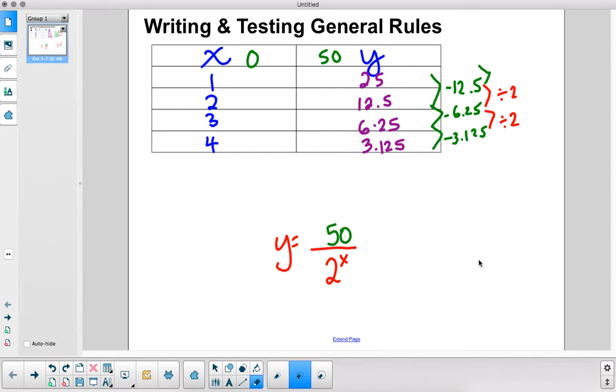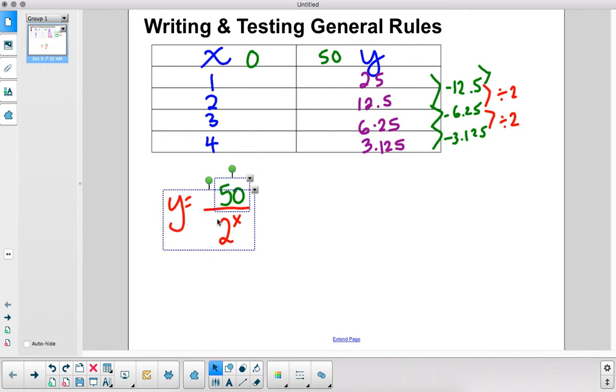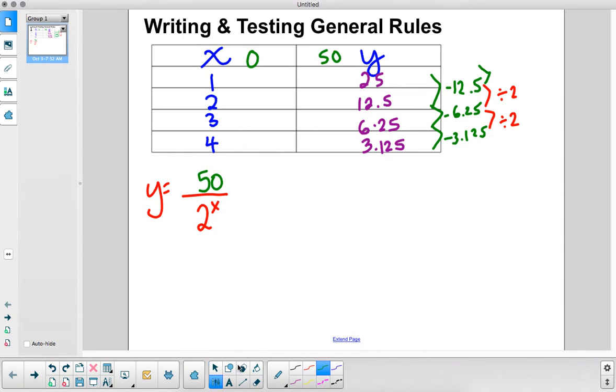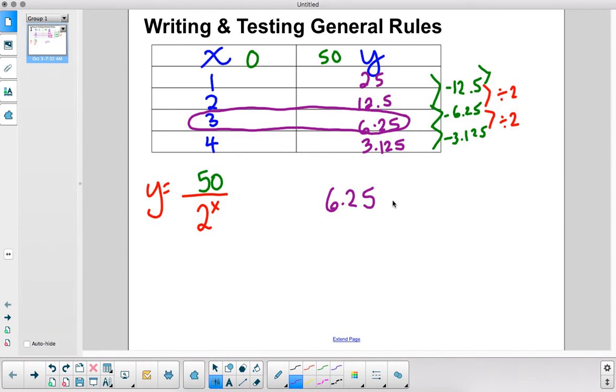Okay, so now we're going to test our general rule. So here's our general rule. Now we're going to use a point or two, maybe 2 points from the table to test this general rule. So I'm just going to go ahead and use first this point. So the general rule is saying when y equals 6.25, 50, all right, so I'm just substituting values in here, over 2, x should be 3.